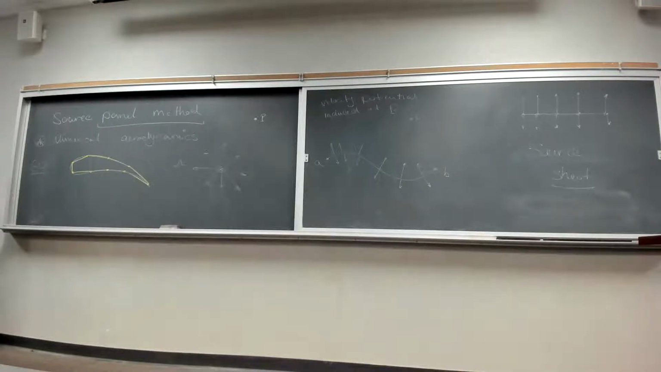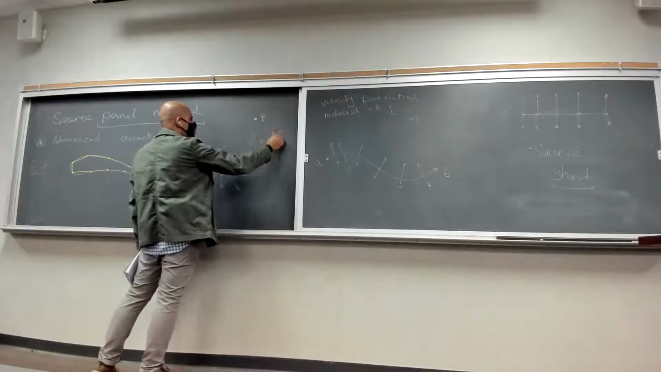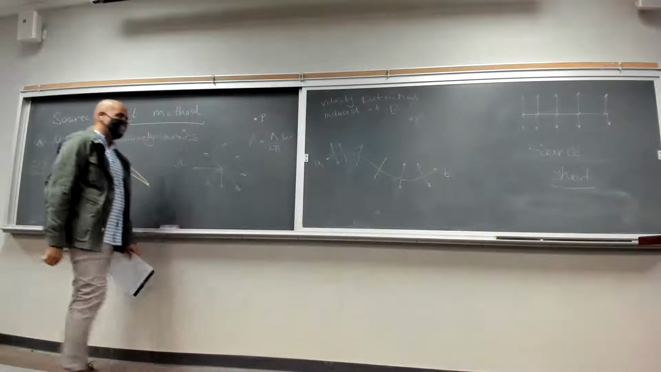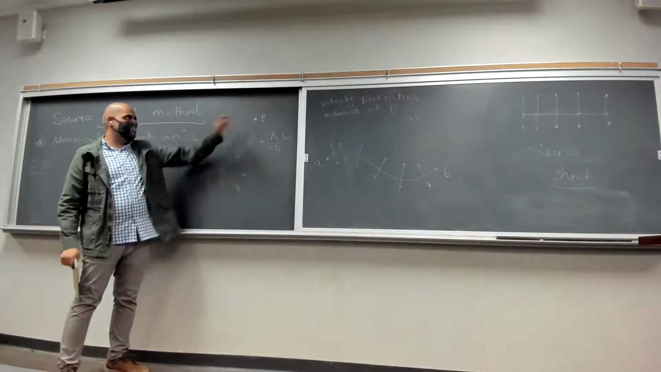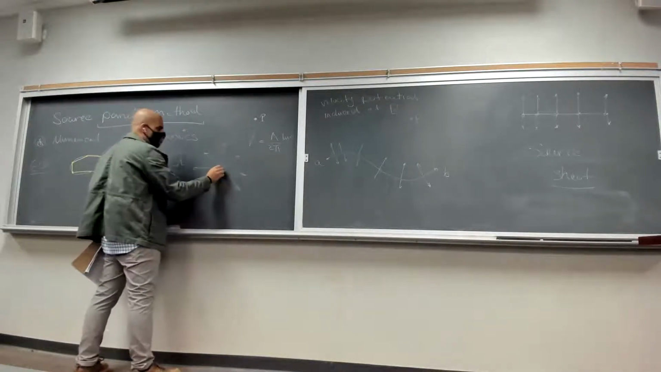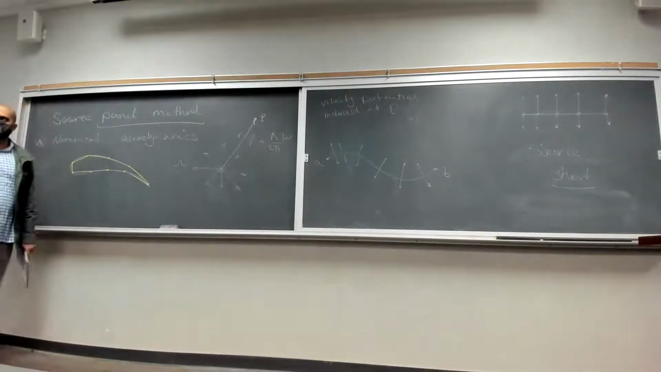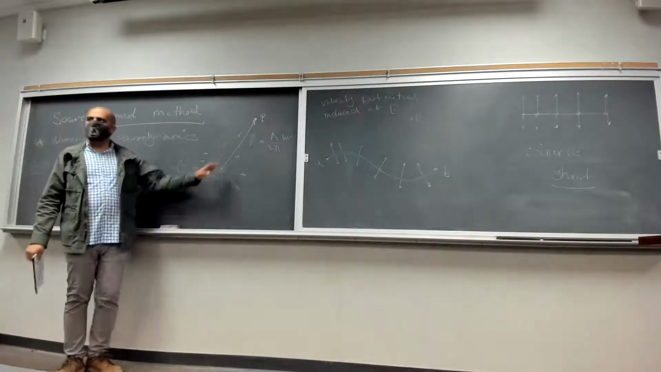You want the velocity potential? Yeah, induced velocity potential. It's lambda times the natural log of r over 2 pi. Exactly. So the velocity potential induced by this point source at point P is the strength of the source divided by 2 pi, multiplied by the natural log of the vector r that connects your point source to point P.